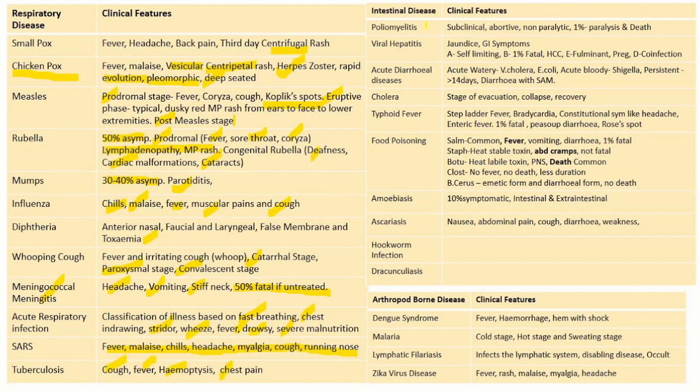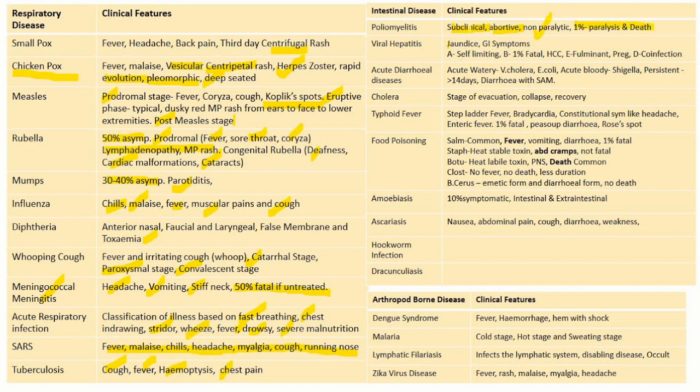Intestinal diseases, the clinical features. Polio, as we told earlier, is a gastrointestinal transmitted disease but presenting with CNS manifestations. Most of the infections will go subclinical. Some will go as an abortive minor illness. Some will go as non-paralytic CNS manifestations. Only 1% of the cases will cause paralysis and death.